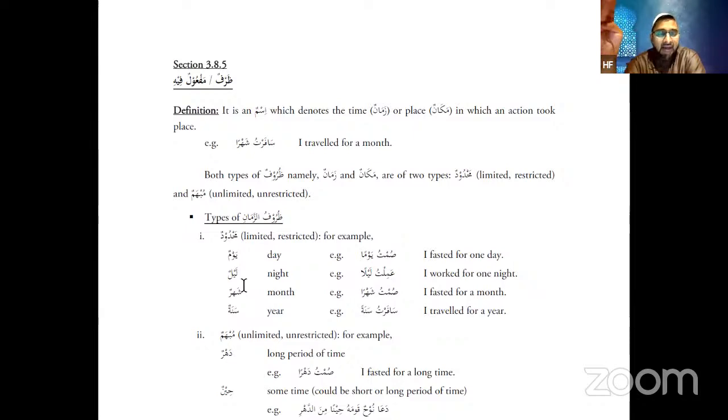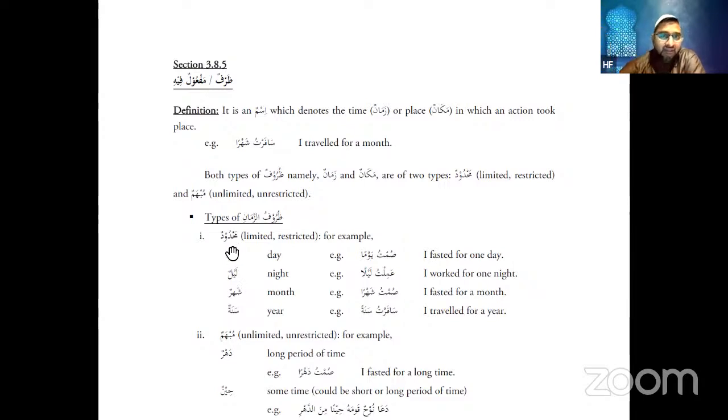Because it requires time and place, for example, Daraba Aliyun Zaydan, Ali hits Zayd. There's no mention of the day or time or when it happened. Now, there is a universal ruling that any time and place, when we associate it with a verb, will always be in the accusative case. It'll be mansub. Does it make sense?